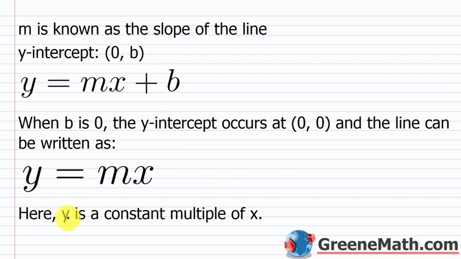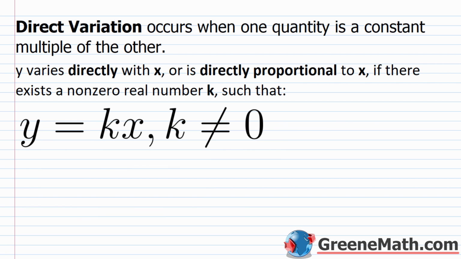So here we would say that y is a constant multiple of x. So for example, let's say you had something like y is equal to 2x. Well, y here is just going to be 2 times whatever you plug in for x. So if x is 5, y would be 10. If x was 20, y would be 40, and so on and so forth. Now, we're going to have different types of variation, but direct variation is the first one that you often come across. Direct variation occurs when one quantity is a constant multiple of the other.